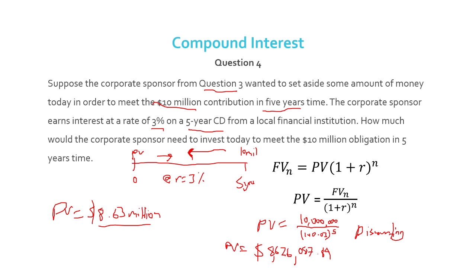And so that's how we can look at compounding in reverse and use a discounting process to work out the present value.